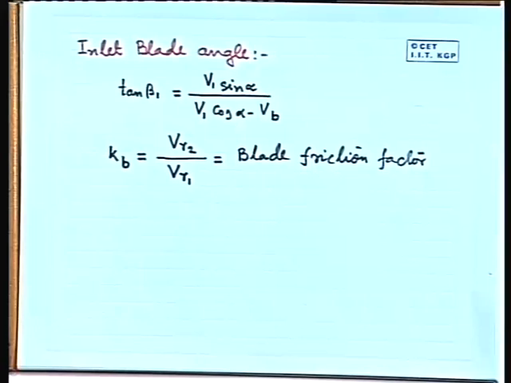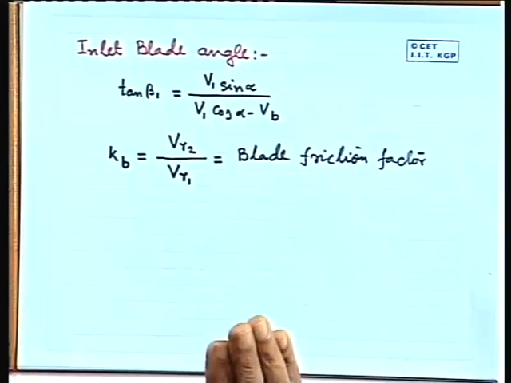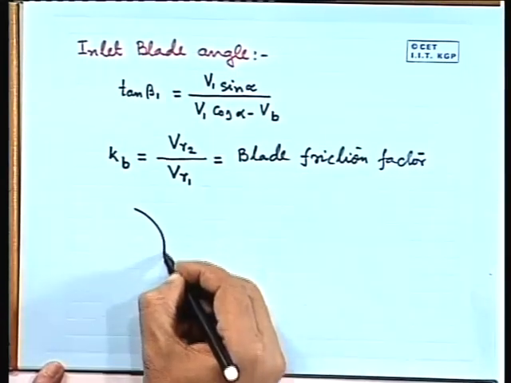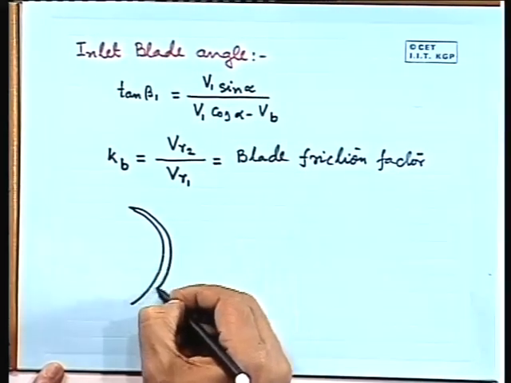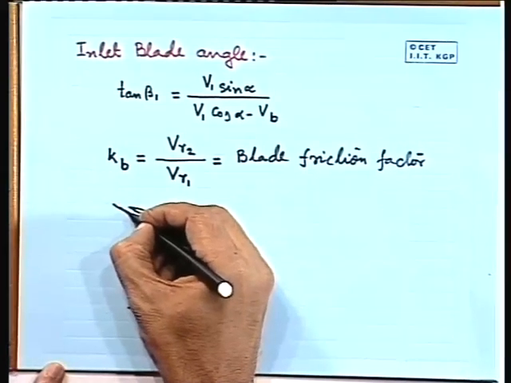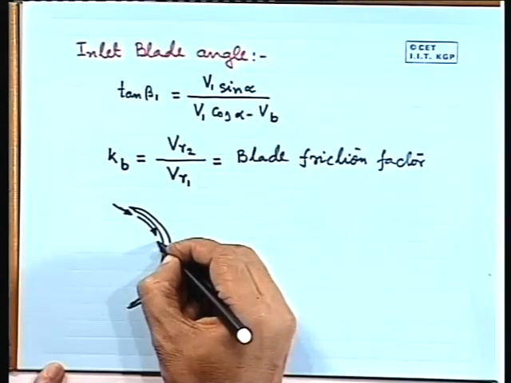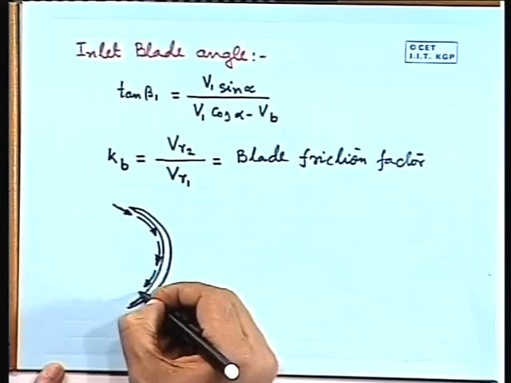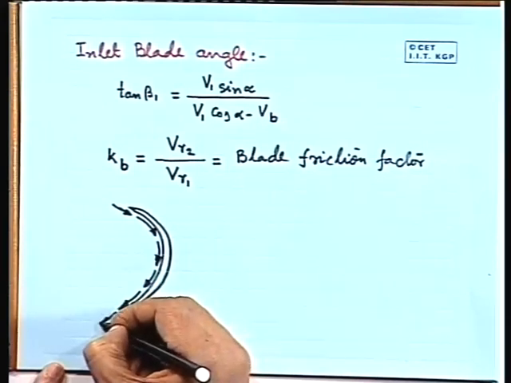The concept is like this. The blade is something like this. Okay, let me draw the blade here. This is one impulse blading. The steam is entering something like this. It is moving along the blade surface and coming out of this blade.